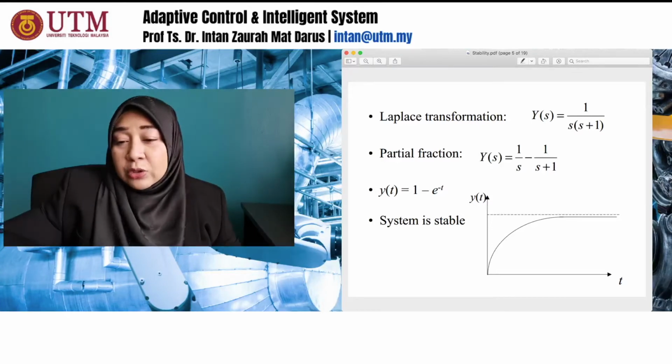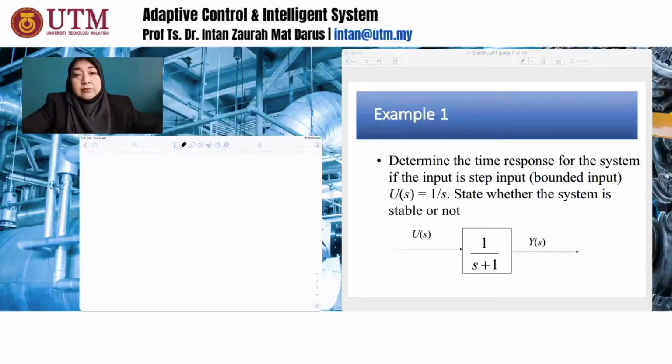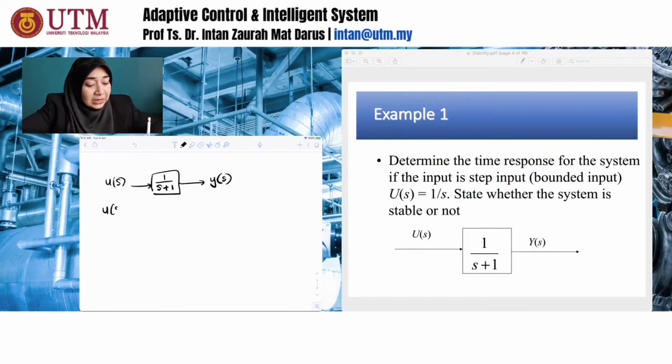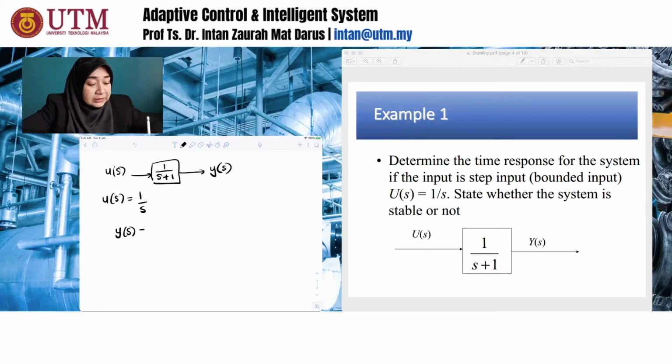Let's have a look at how it works in terms of mathematics. We have this system, G(s) equals 1 over s plus 1. We apply an input, which is a step input, to the system, and we want to check what the response of the system is. If U(s) equals 1 over s, I multiply with my transfer function, because the response Y(s) equals 1 over s plus 1 multiplied by 1 over s, which is your input to the system.